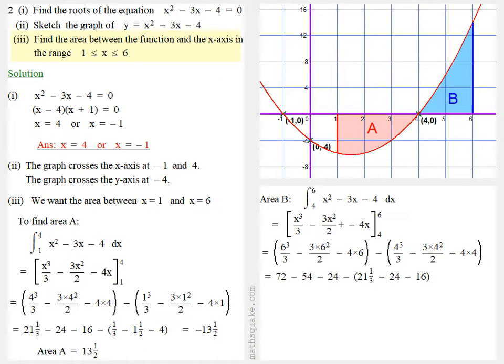So that's 72 minus 54 minus 24. Take away 21 1/3 minus 24 minus 16, which works out to be 12 2/3. So area B is equal to 12 2/3, which means the total area A plus B is equal to 13 1/2 plus 12 2/3, which gives a total area of 25 5/6.